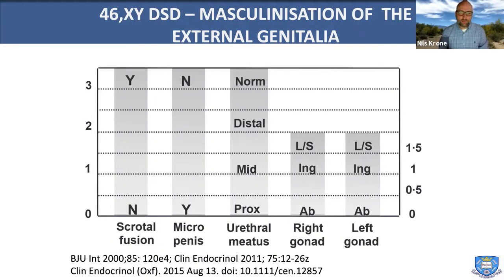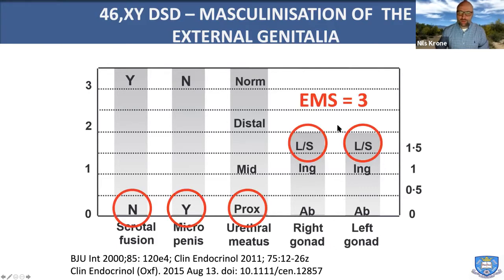So going back to this chap, in terms of quantification, we also use an external masculinization score, which was published quite a few years ago and developed by Faisal Ahmed. It's been published in the UK guidance document for the diagnosis of a child with DSD. You can classify things according to scrotal fusion, micropenis, urethral meatus, and the location of the gonad. And this chap here has a very low EMS, certainly warranting further investigations. There are newer scores now which have been developed, but that's fairly comprehensive.